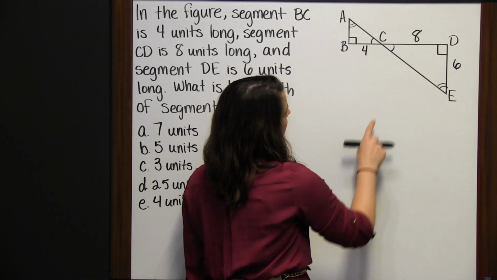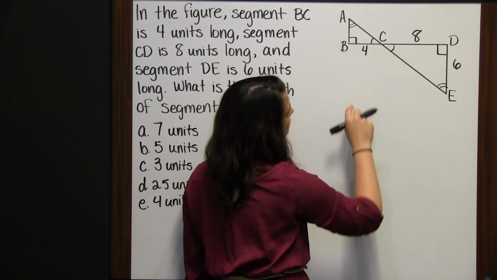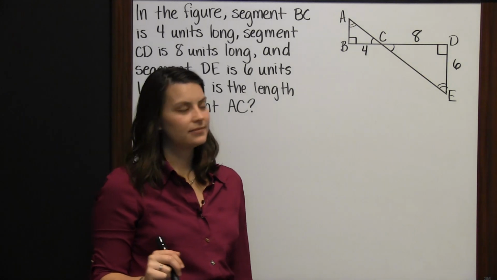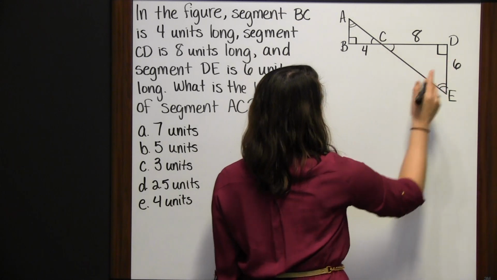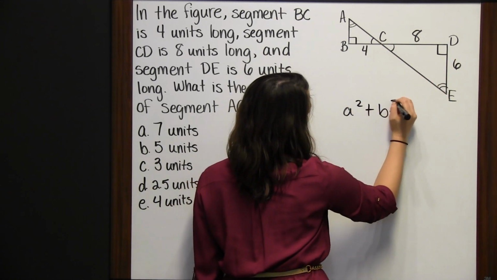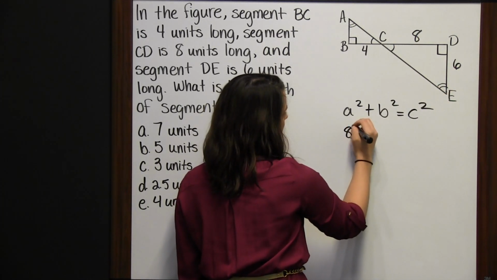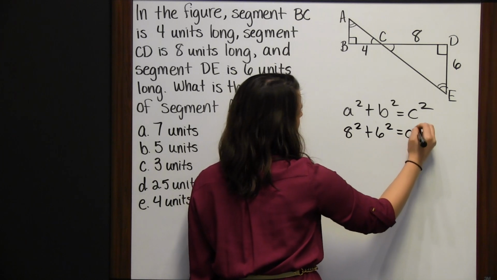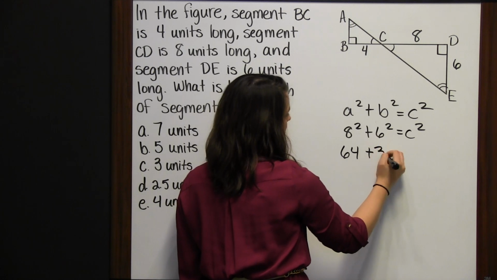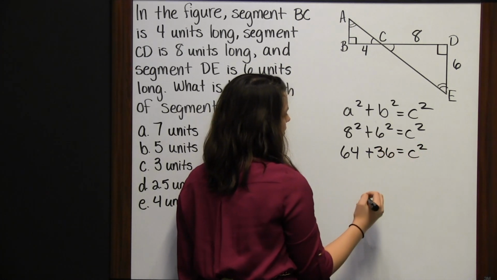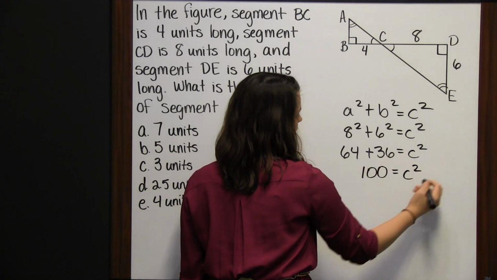So if we can find the length of segment CE, then we know the length of segment AC is half of that. We're going to find the length of segment CE using the Pythagorean theorem. A squared plus B squared equals C squared. We have our 2 legs. 8 squared plus 6 squared equals C squared. 8 squared is 64, plus 6 squared is 36, equals C squared. 64 plus 36 is 100, equals C squared.